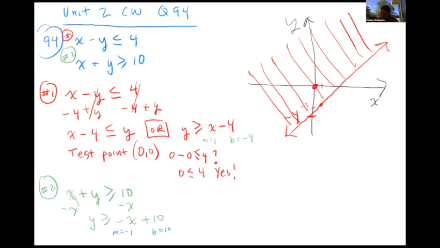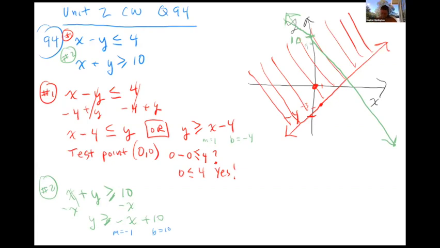So I'm going to go all the way up to 10. And then we go down 1 over 1. So I'm going to go down to 9 and over 1. So it's going to be a line that looks like this. And it's a solid line because we have the greater than or equal to, we have the equals part. So it's going to be a solid line.